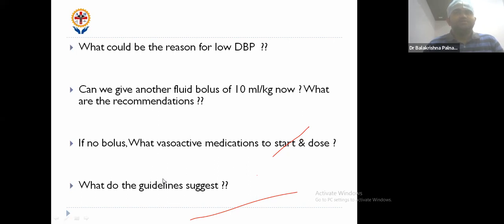So here the reason is vasodilatation, septic shock. So blood is pooled in the peripheries. So that was the reason for this low diastolic blood pressure. So there is definitely a wide pulse pressure. So can we give another fluid bolus of 10 ml per kg? Because we have given two 10 ml per kg boluses, there was a definite response. So can you go for another 10 ml per kg? Yes or no?